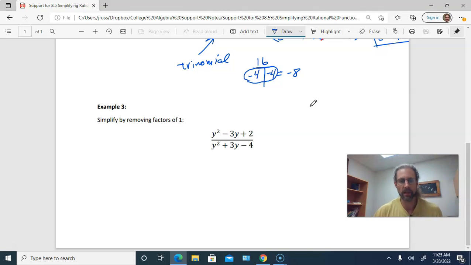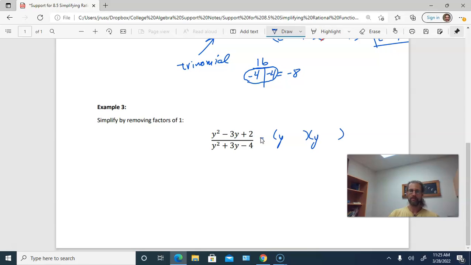Okay, let's do this last one. So this one's similar to the last trinomial. These are both trinomials. So we're going to factor them the same way. Okay, we need y times y to give us the y squared. And then we need to find factors of 2 that when summed will give us a negative 3. Well, they're going to have to be both negatives, guys. Negative 1 times negative 2 is positive 2. But when you combine those two negatives, you get negative 3. So those are going to be our two numerical factors.